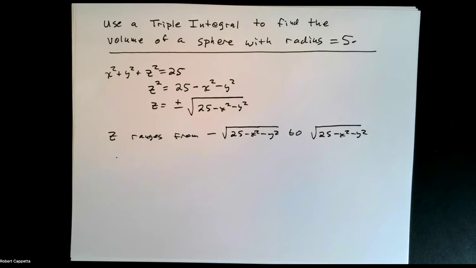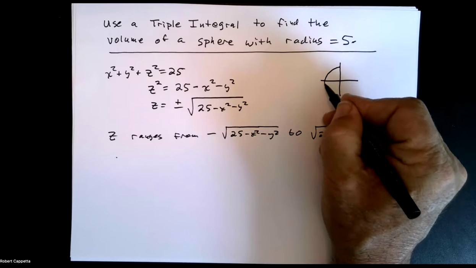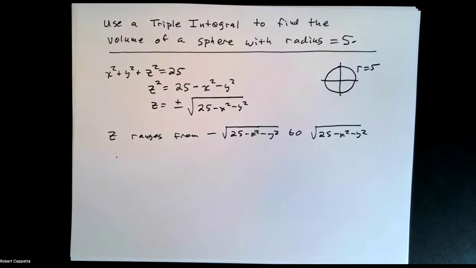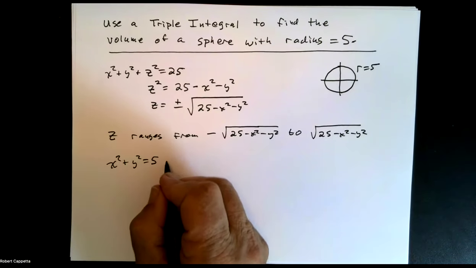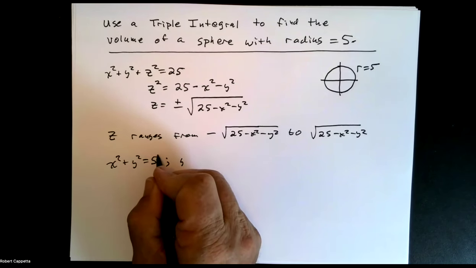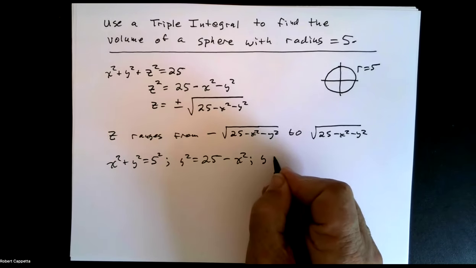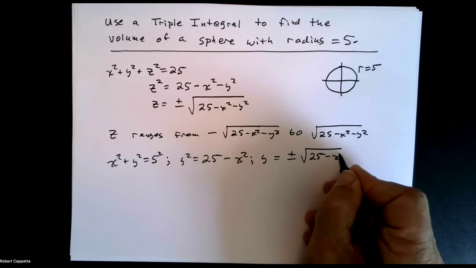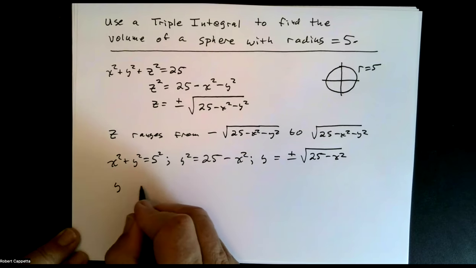Now, how about x and y? What can we see about x and y? Well, we saw that this was on a circle of radius 5. So if we project that down into the xy plane, that would give me x squared plus y squared is 5 squared. Now looking for the southern boundary to the northern boundary, same kind of argument. It's 5 squared, of course, so y squared equals 25 minus x squared. So y equals plus or minus the square root of 25 minus x squared. So y ranges from negative root 25 minus x squared to positive root 25 minus x squared.